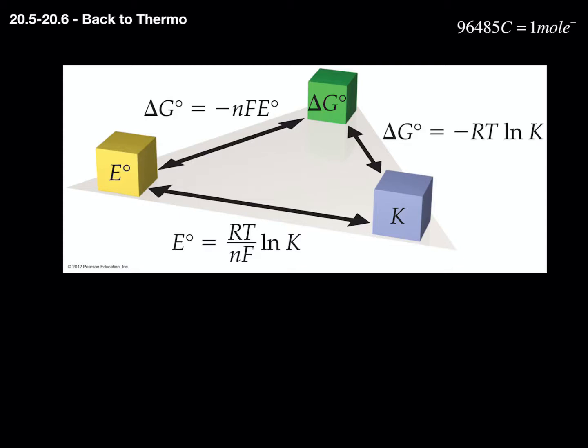Hello AP Chemistry and welcome to 20.5 and 20.6, where we take what we've just talked about for galvanic and voltaic cells and we tie it back to thermochemistry principles and equilibrium principles, right? Chapter 20 is great because we get to throw back all this stuff.